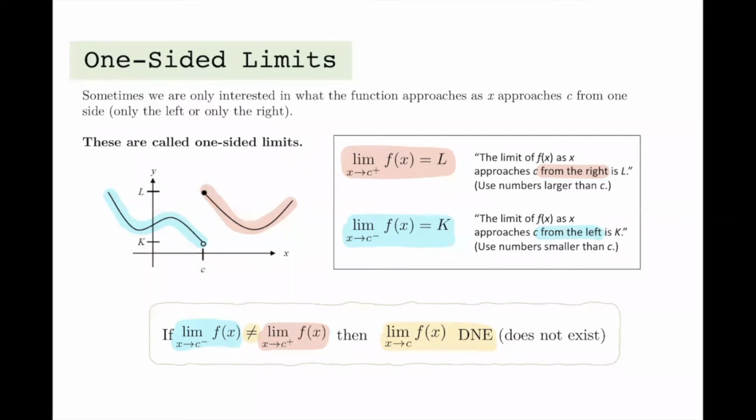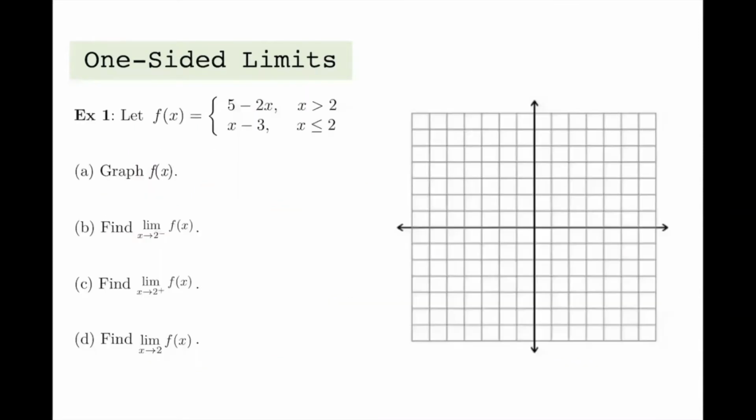On the other hand, if these do meet up and there's maybe just a hole there, or maybe it's filled in, then we would say that the limit from both sides, the two-sided limit, does exist, and it's equal to whatever value that we find by investigating the function. So let's look at some examples of functions where this can happen.